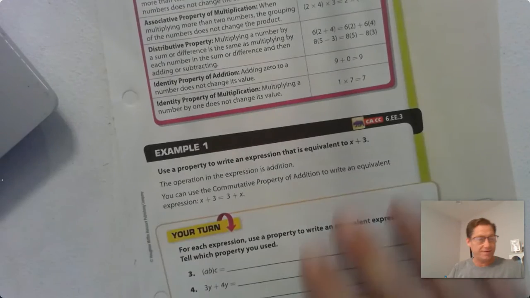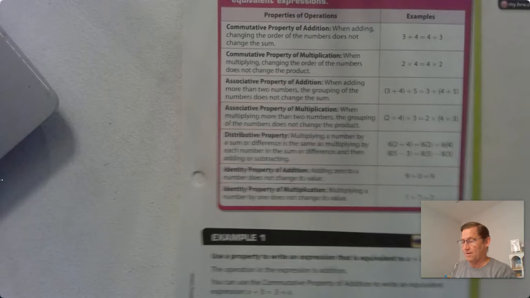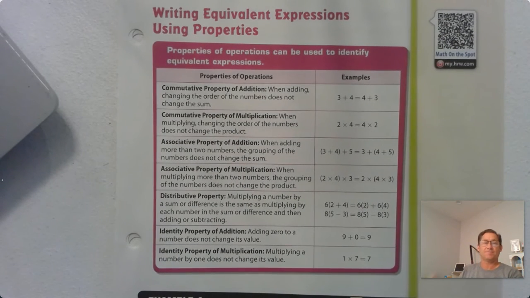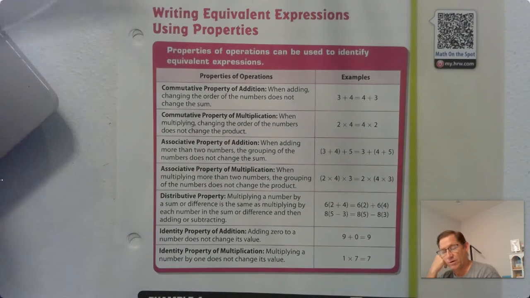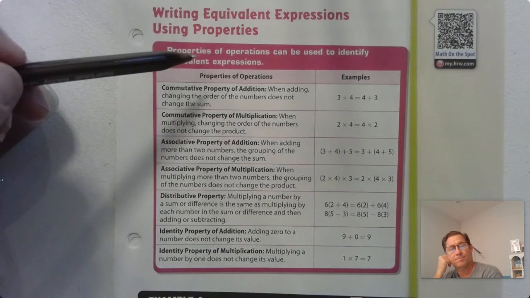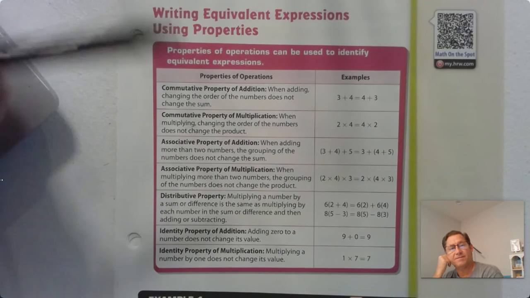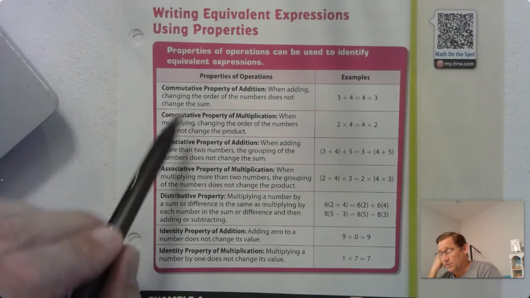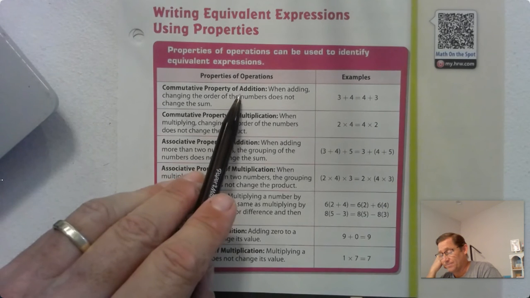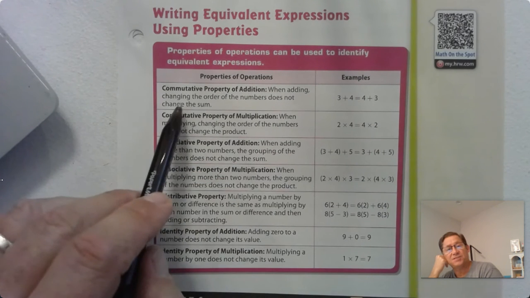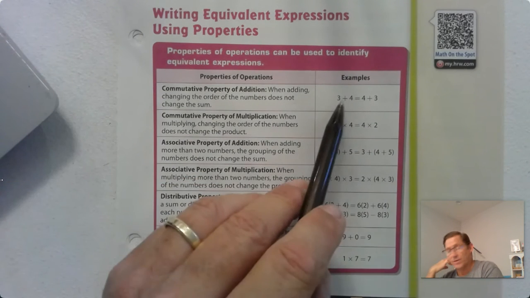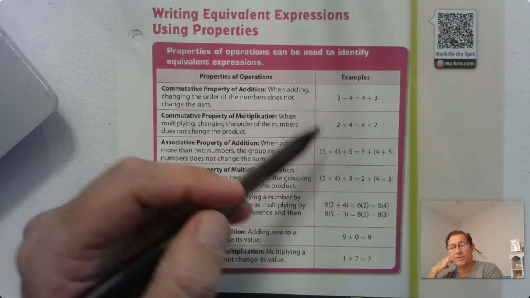Now let's go to page 279. All right, writing equivalent expressions using properties. All right, so this is a review of the different properties of addition and multiplication that we have learned over the years. So commutative property of addition. Recall that when adding, changing the order of the numbers does not change the sum. So 3 plus 4 is the same as 4 plus 3.